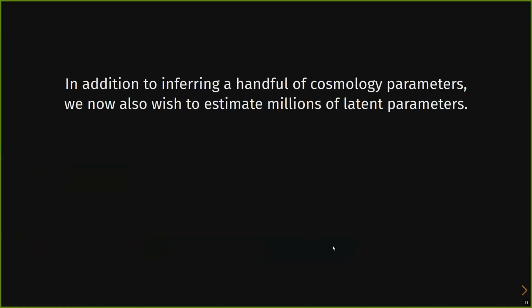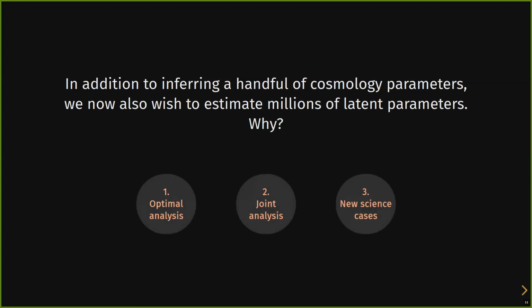But let's pause for a second. What I've just proposed is that instead of inferring just a handful of cosmology parameters, which was hard to begin with in the first place, now you also want to estimate the density field at all the points in your survey. And so you want to infer millions of latent parameters at the same time. That's going to be challenging. Why do you want to do that? And in the next 3 slides, I will lay out 3 very good reasons why we should be thinking about field level inference.